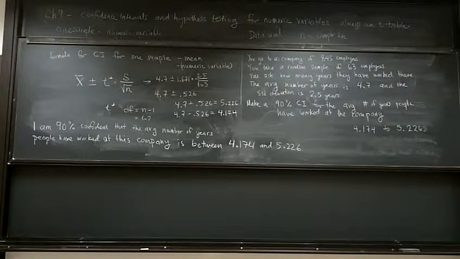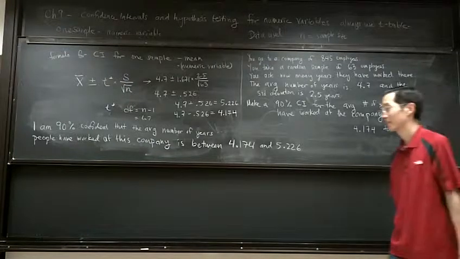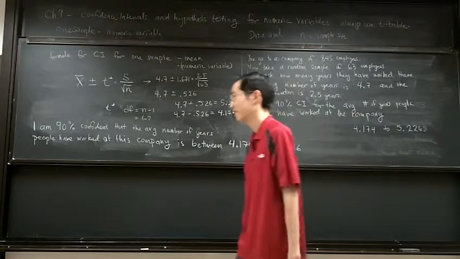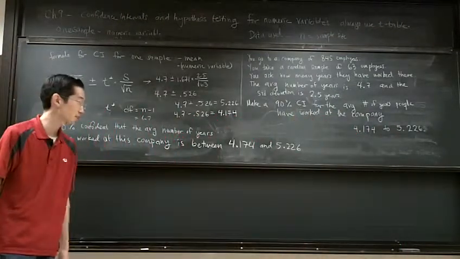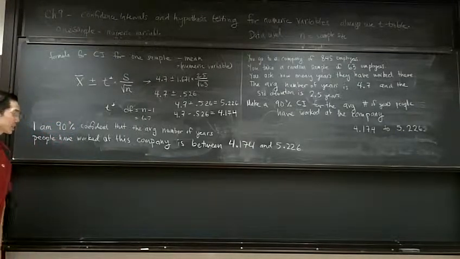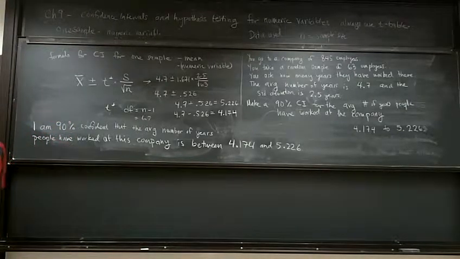If a question like this would come up on the quiz and you asked us to write it down, could I get away with saying I'm 90% confident it's between 4.174 and 5.226? I would prefer that you write it out the way I did, saying what the interval is about.